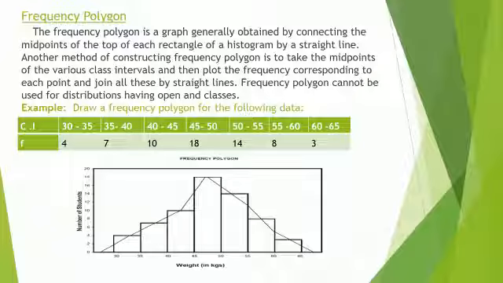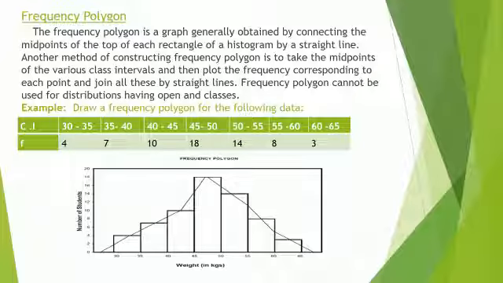Class interval, frequency. Class intervals are 30 to 35, 35 to 40, 40 to 45, 45 to 50, 50 to 55, 55 to 60, 60 to 65, and the frequencies are 4, 7, 10, 18, 14, 8, 3. We know that is the equal class interval. All lengths of the class interval are 5, so we can easily draw the histogram.